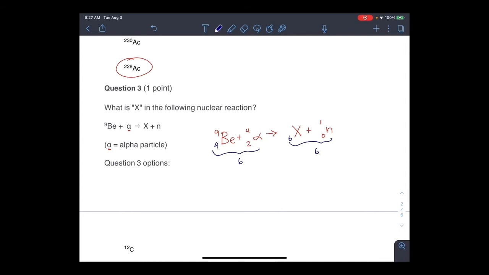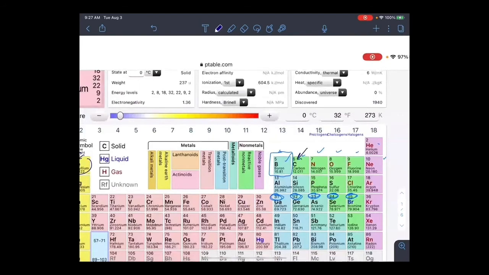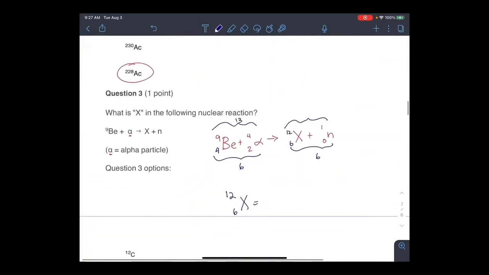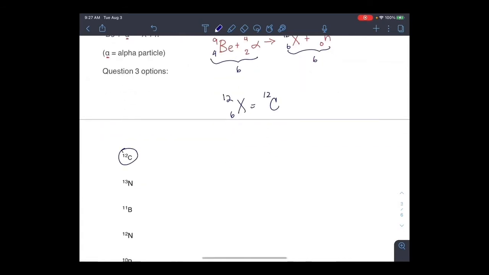I already know what element he is. I could go look him up to see what atom he was. Then 9 plus 4 is 13. I've already got a 1, so how about a 12? So 12 and 6. Let me go look up who 6 is. And 6 is carbon. So that's carbon 12. All right, carbon 12. Piece of cake.